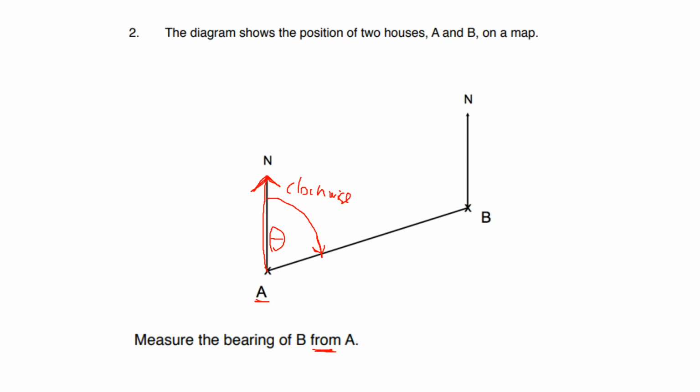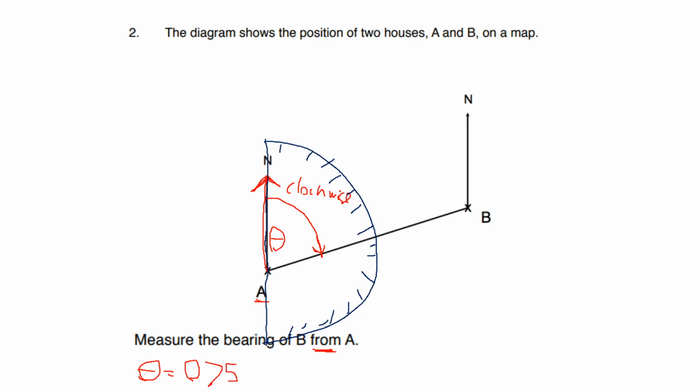To measure it, we're going to use a protractor. I do not have a protractor because I'm using a computer. But if we were to use a protractor, that would look something like this. We should get that the bearing theta is equal to 075. Okay? Very important that you put it in 3 digits because it's a bearing.